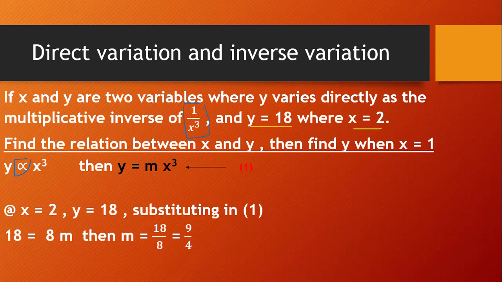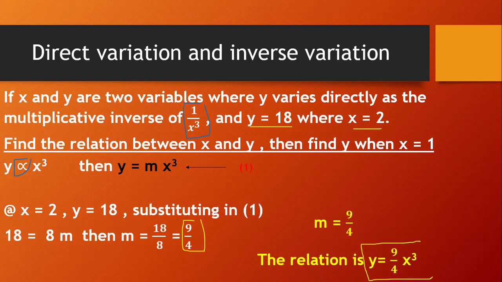So 18 equals 8m. Okay, so m equals 18 over 8. 18 over 8 means 9 over 4. So m is 9 over 4. You can calculate it as a decimal, or you can write it as 9 over 4. So the relation will be y equals 9 over 4 x power 3. So this is the relation.